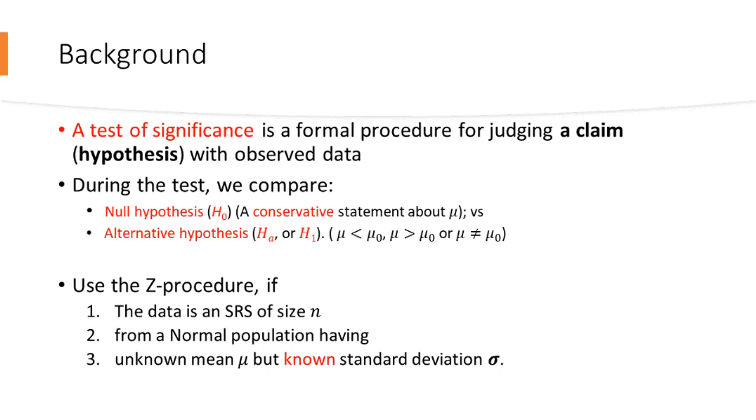There are many types of hypothesis testing. We perform hypothesis testing under the Z procedure if: 1. The data is a simple random sample, SRS, of size n. 2. The population follows a normal distribution. 3. This population has an unknown mean mu but a known standard deviation sigma.